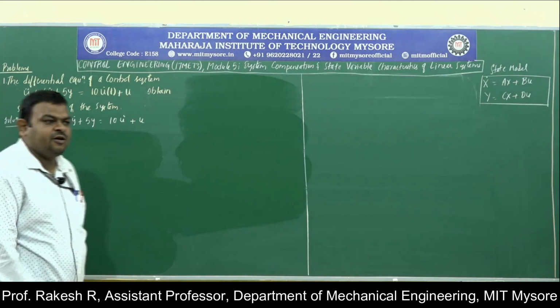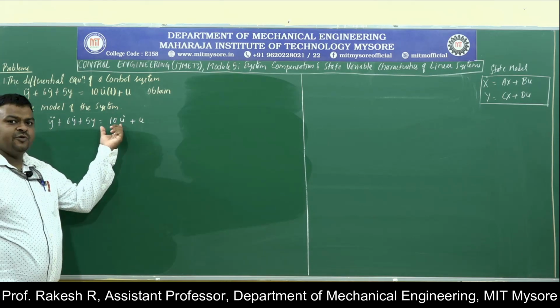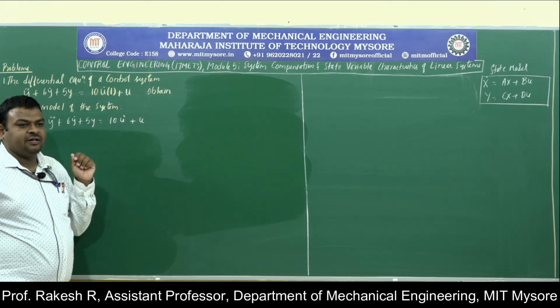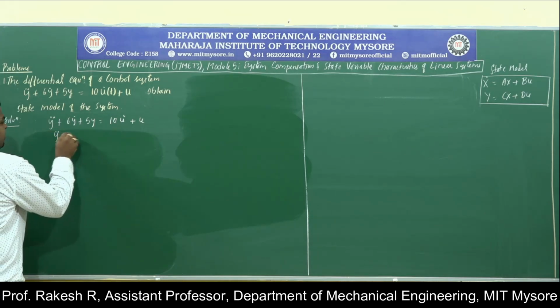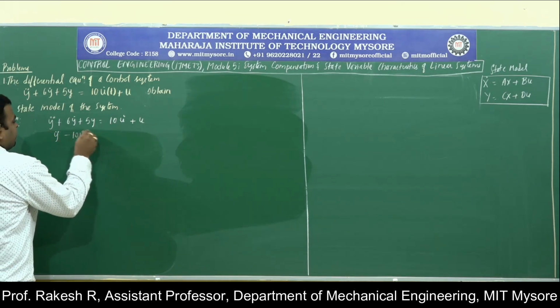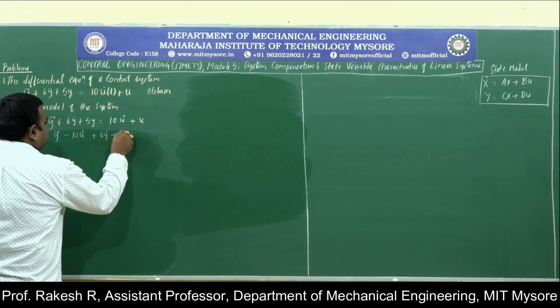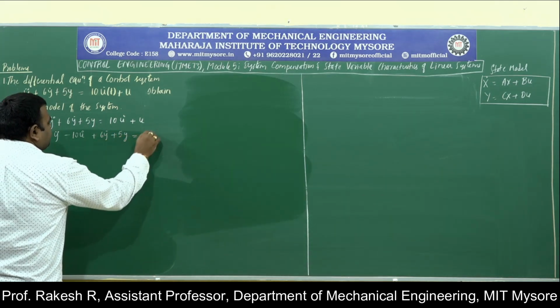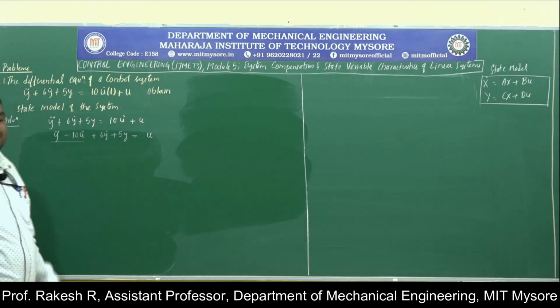Let us solve the second problem. Here the main issue is the 10 u dot term. This term is troubling. So what I will do is I will take this side: y double dot minus 10 u dot plus 6 y dot plus 5y will be equal to u. So this term I will be substituting.